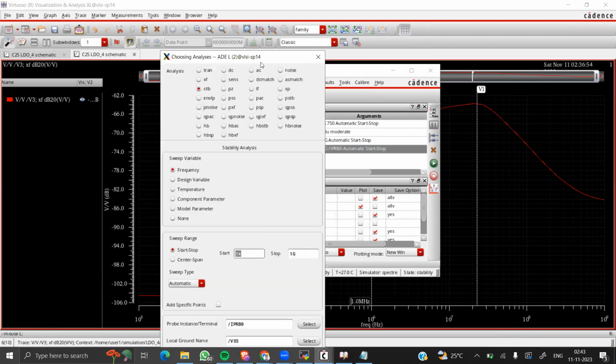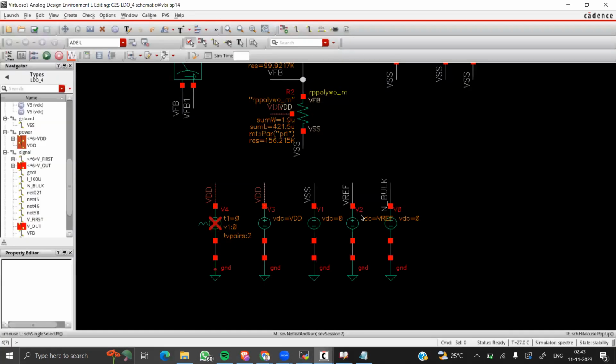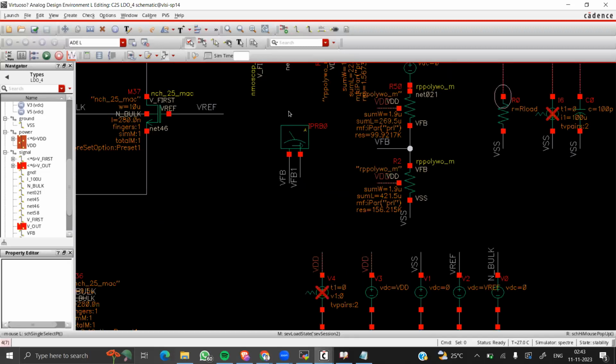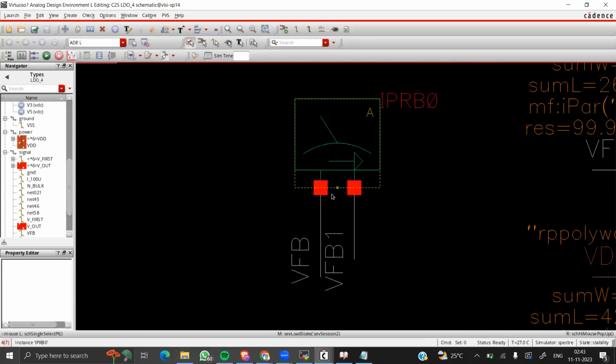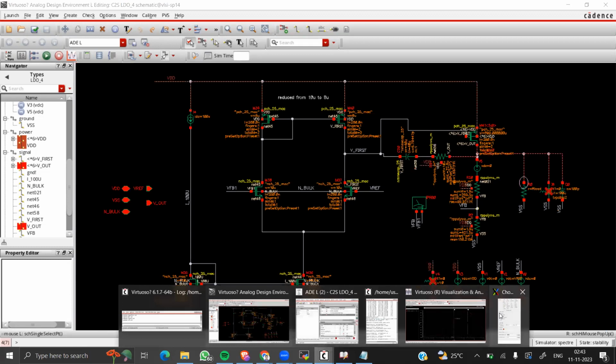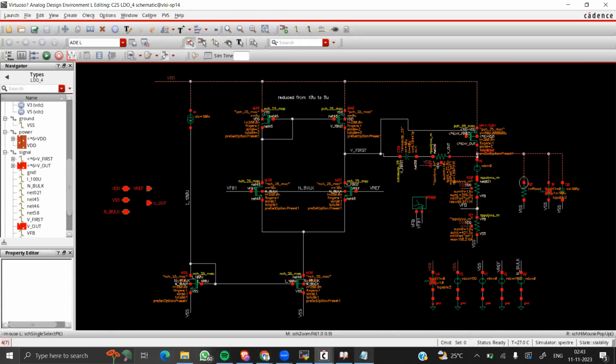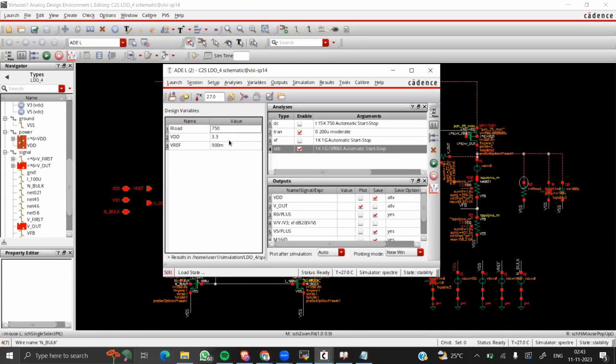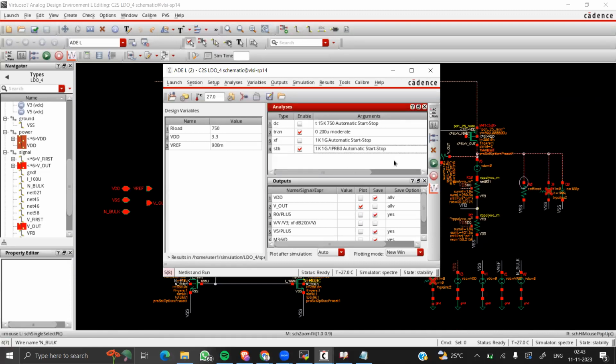This is STB analysis: start frequency, stop frequency, and a probe. As told before, the probe is here. This probe IPRBO0 is used for STB analysis. So this breaks the loop at the feedback and then checks for the stability of the system. As the input increases, how does the output behave? So this is STB, then you take 3.3 maximum current, a transient simulation, and run the system.